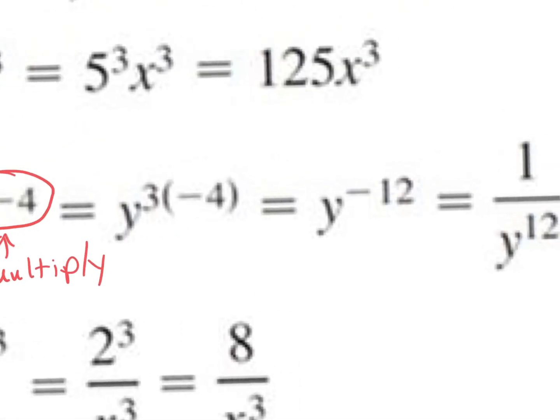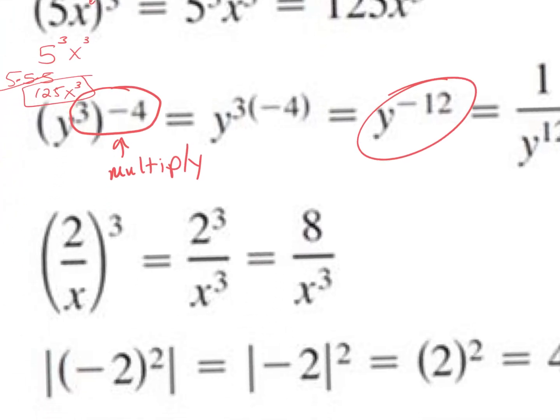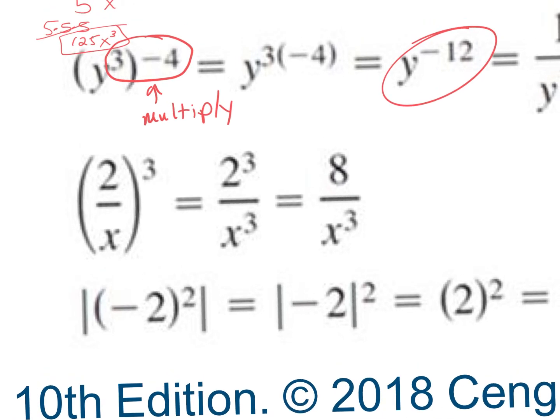So that's where we get this y to the negative 12th. And we don't like to leave exponents negative, so in order to make it positive, we'll just move it down. And we're going to do a bunch of examples to go over this.